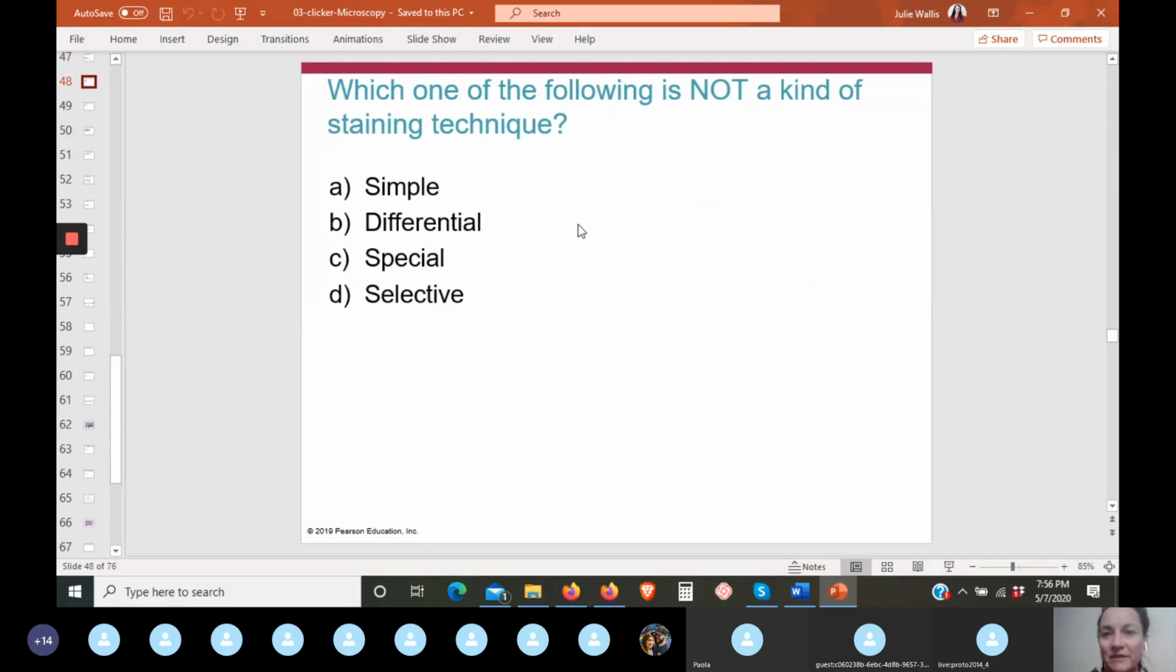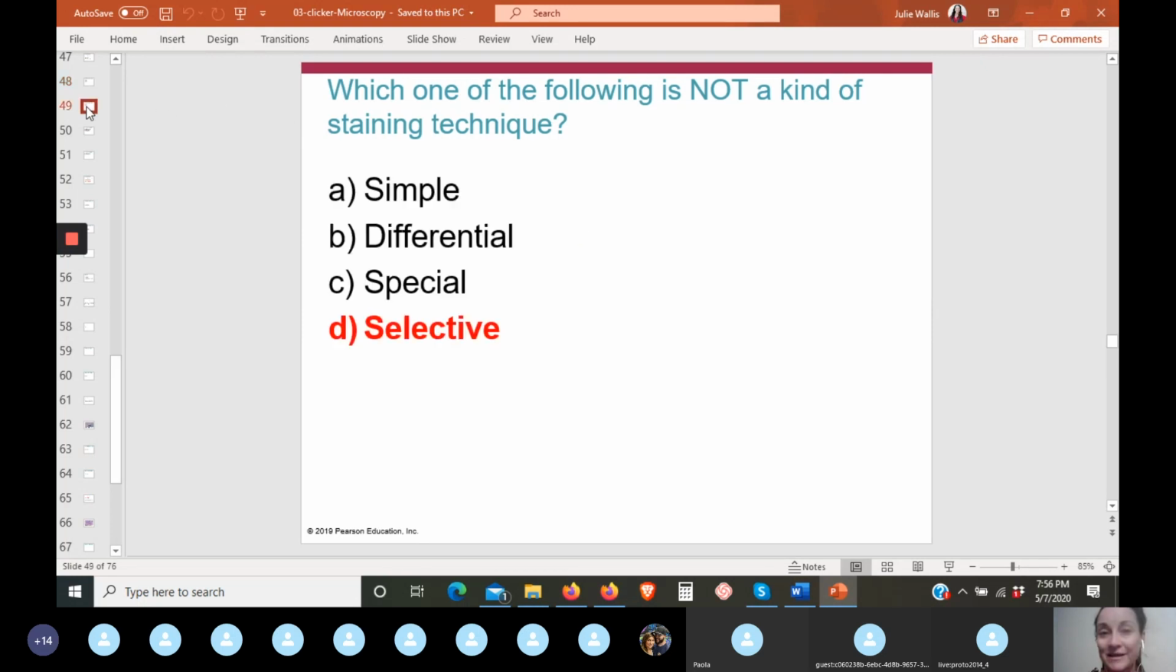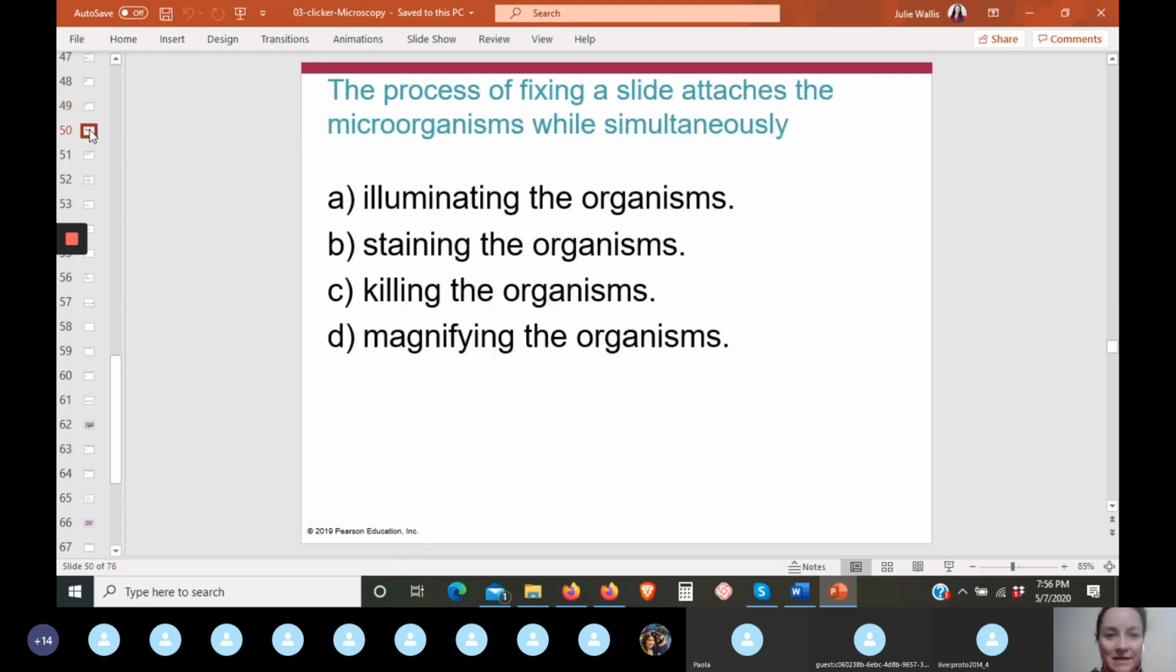All right, next, which one of the following is not a kind of staining technique? I just told you all 3 of the ones that are. So the answer is selective. We'll talk later, that's about a type of growth medium where you select for the growth of a certain organism. But these first 3 are the basic staining techniques.